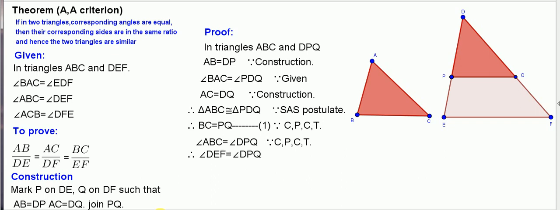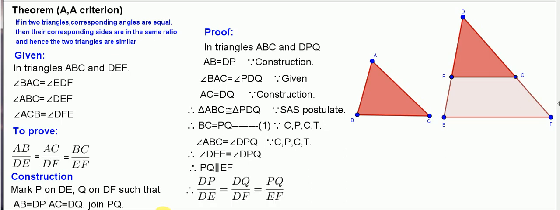Therefore, angle DEF equal to angle DPQ because angle B equal to angle E. Observe here, angle B equal to angle E, that is by given. Next, PQ parallel to EF because angle E is equal to angle P. Observe here, angle E equal to angle P. These two angles are corresponding angles. Therefore, PQ parallel to EF.